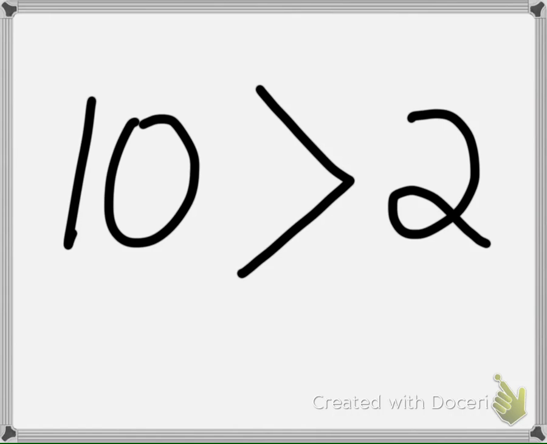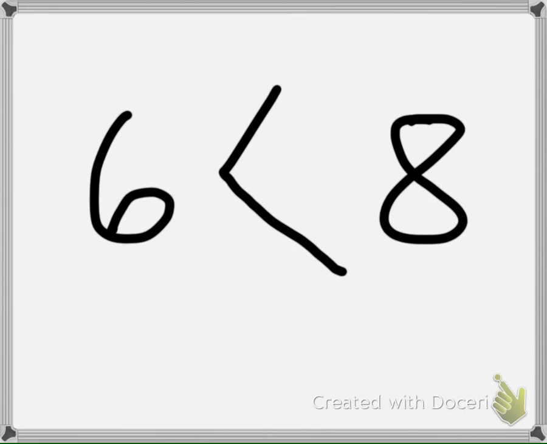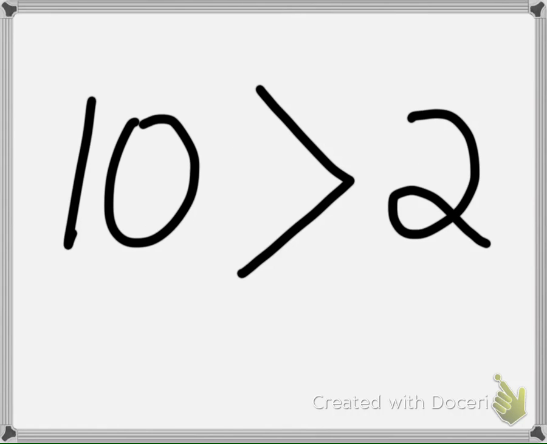Now, that might look different than over here. Do you see how the alligator mouth is facing a different direction there? See that? That symbol in the middle is called the greater than or less than sign. So if you ever hear me say, put a greater than or less than sign in there, you're going to know what I'm talking about.